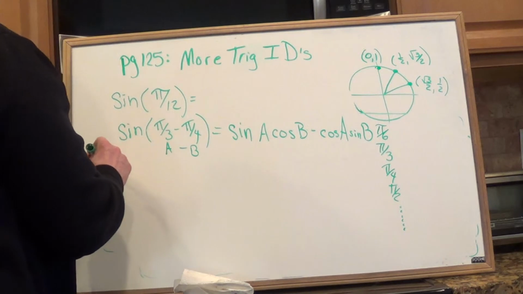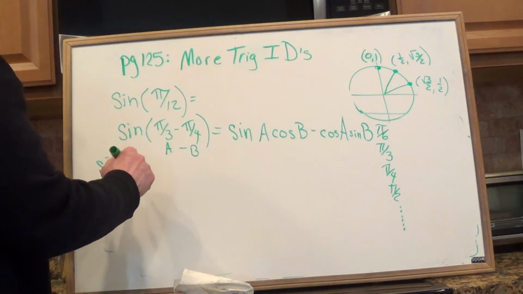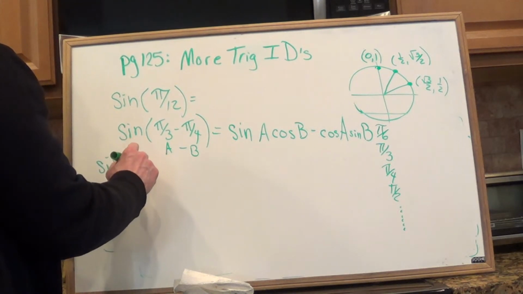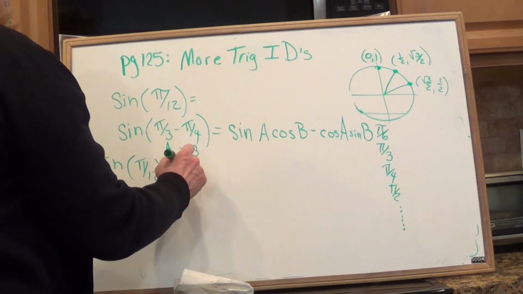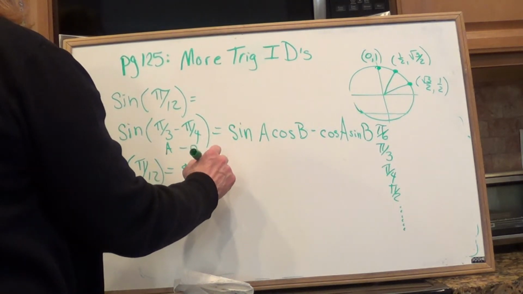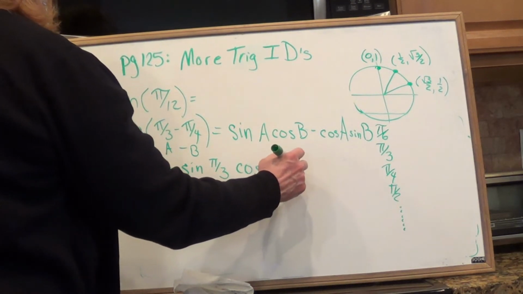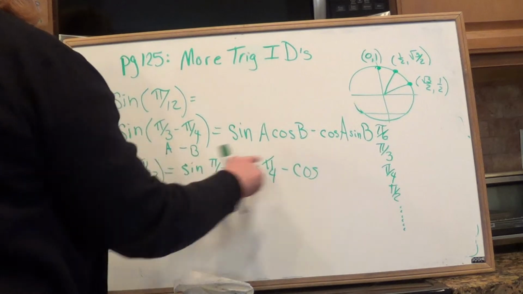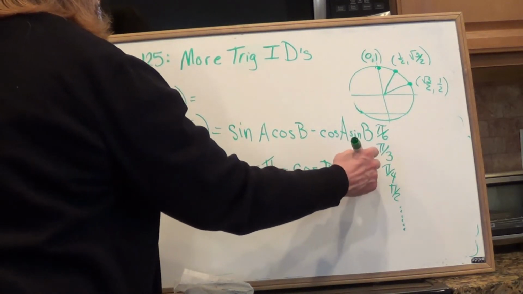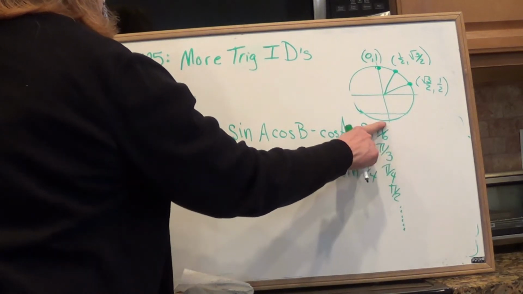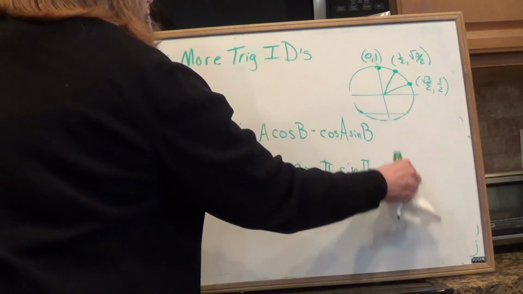Alright, so putting in these values, pi over 3 minus pi over 4 is pi over 12. And sine of A, my A is pi over 3. My B is pi over 4. Minus cosine of A is pi over 3, and sine of pi over 4.